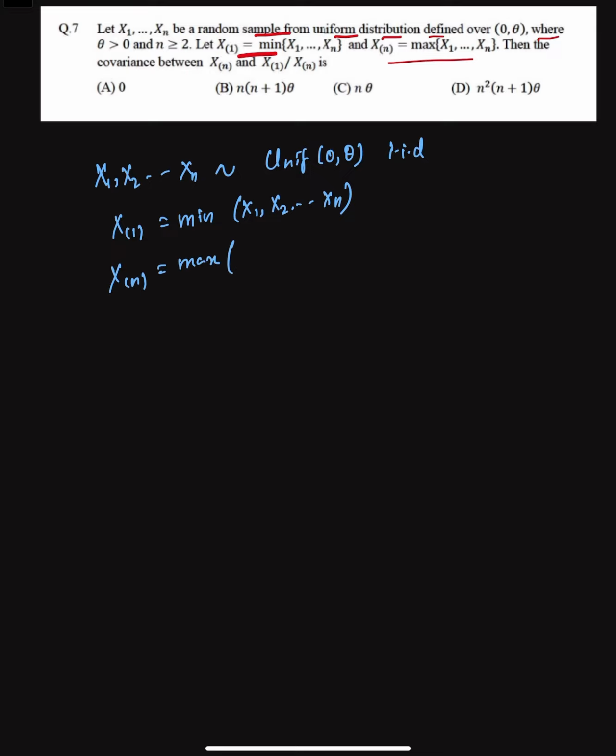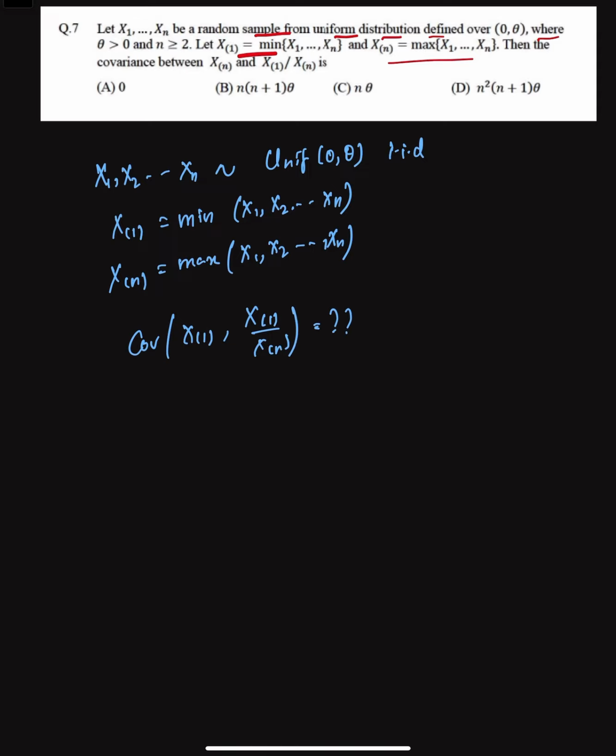So we are having x1, x2 and so on xn following uniform 0 comma theta IID random variables, and we have x1 being the minimum order statistic of x1, x2 and so on xn, and similarly xn, the maximum order statistic. So we need to find the covariance of xn comma x1 by xn.